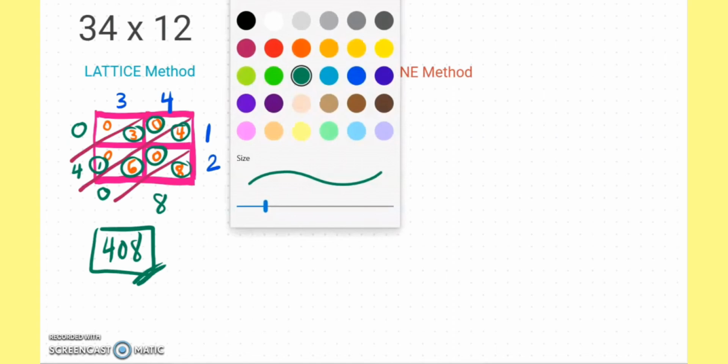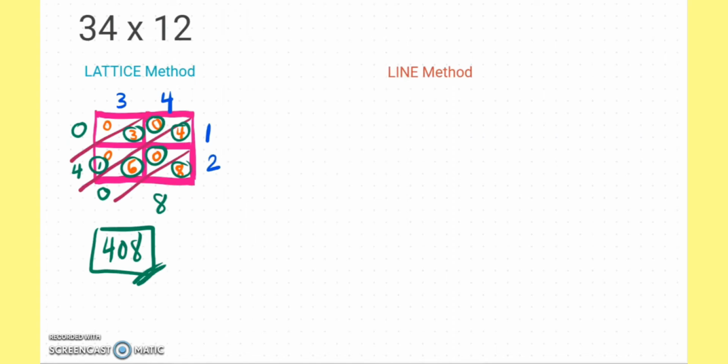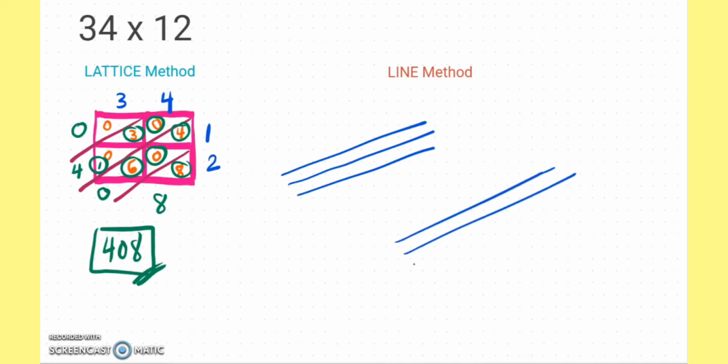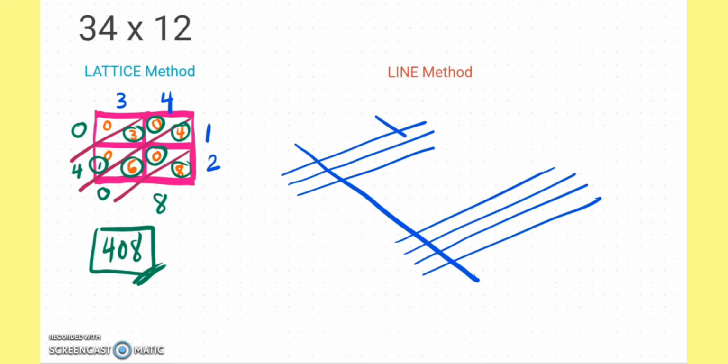Let's have the line method. So we have the multiplicand 34, 3, 4. Starting from the top, we have 3 sticks or 3 lines. 1, 2, 3, and then 4. We have 1, 2, 3, 4. There. So we have 3, 4. And then we have 12 as our multiplier. So we have 1 line and 2 lines starting from the bottom. So we have 1, and then the 2 here. We have 1, 2. There. So we have the multiplier 12 there.